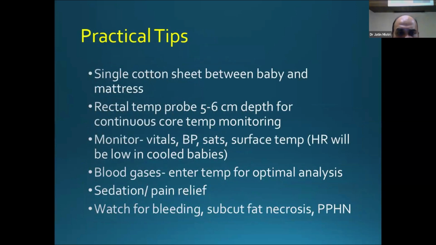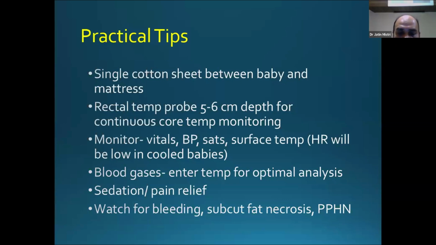So, the practical tips: you can put a single cotton sheet between the baby and the mattress. Rectal temperature probe at 5 to 6 centimeter depth for continuous core temperature. Monitor vitals, blood pressure, saturation, surface temperature. Heart rate will be low in the cooled baby. It can go below 100 as well, maybe around 70 to 80. Blood gases can be monitored. You can use sedation or pain relief because cooling can be a painful experience for the baby.